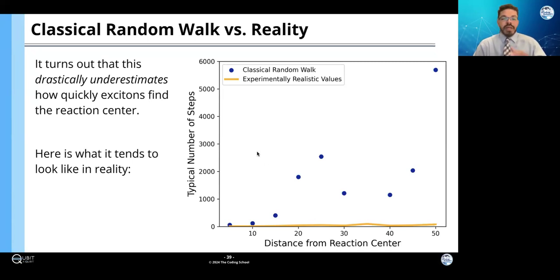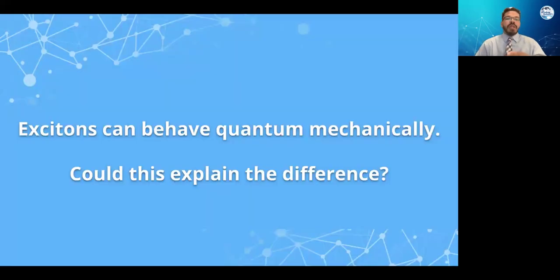Okay, because this is a course about quantum computing and quantum stuff more broadly, maybe we're missing the fact that these excitons are quantum objects. And so maybe we need to model that quantum behavior. So maybe this explains the difference. Maybe we can update our random walk to include the fact that excitons have some quantum aspects, and that could explain the difference.